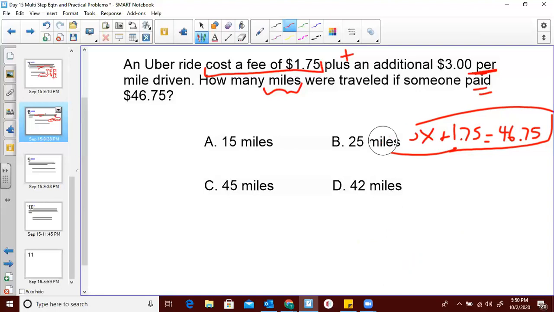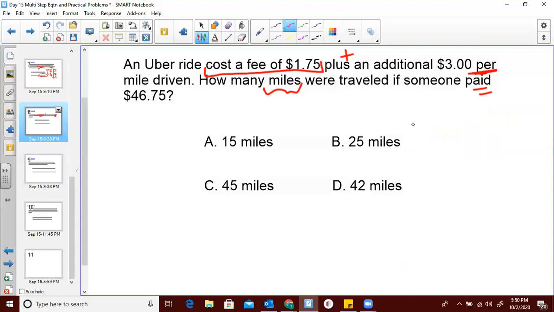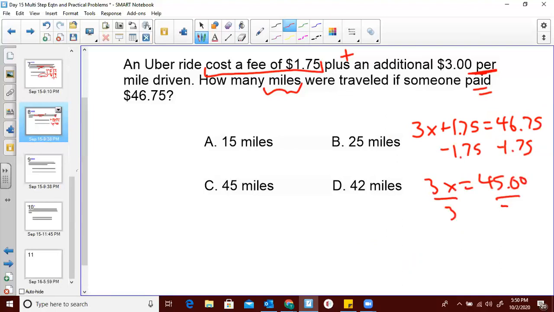And then from there, you guys really should be strong with solving for x. And I'm going to see here that when I subtract $1.75 from both sides, I'm going to be left with $45. And when I divide by 3, I am left with 15. So that's going to be 15 miles, right? Because it asked us how many miles.